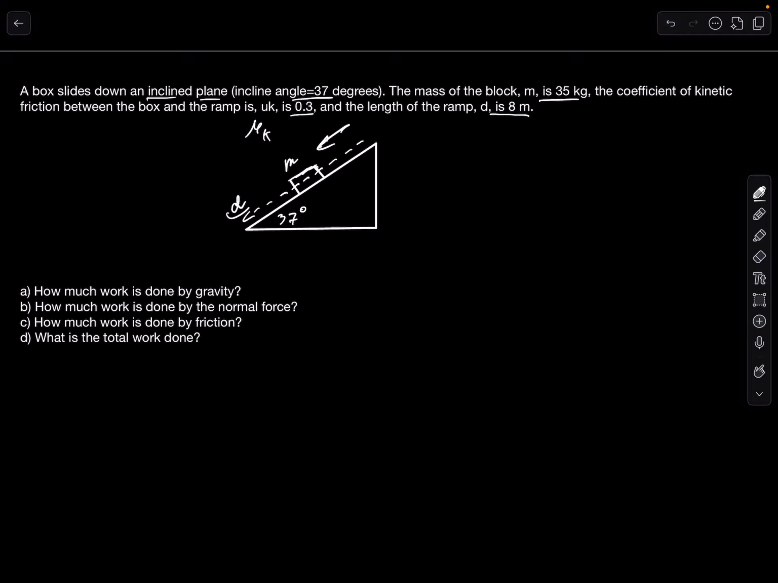We have the distance, which is the whole length of the inclined plane. Then we have mu k, the friction coefficient. Let's write it down as a reference sheet. Then we also have d equal to 8 meters. All right, the questions. How much work is done by gravity? How much work is done by the normal force? How much work is done by friction? What's the total work done? Let's draw a free body diagram. It will be much easier.